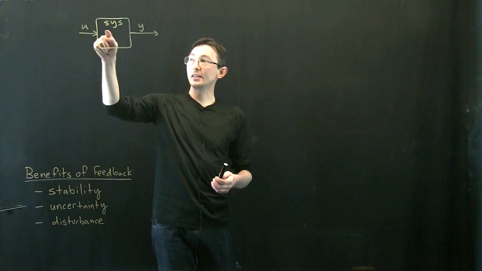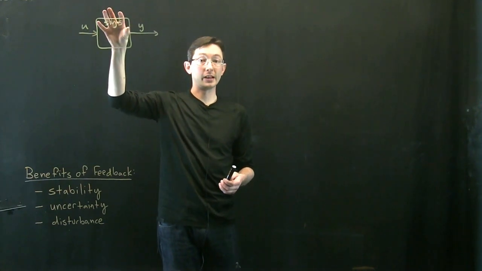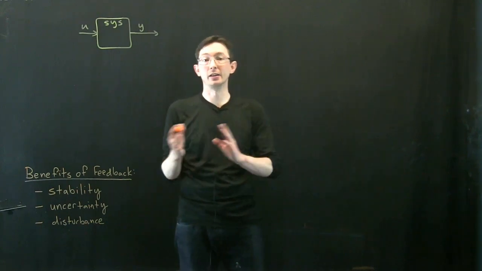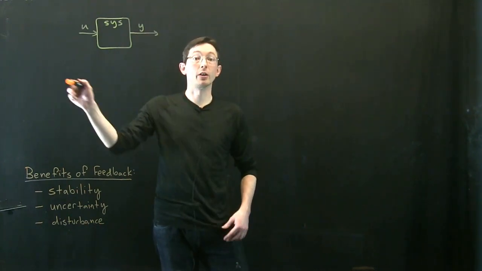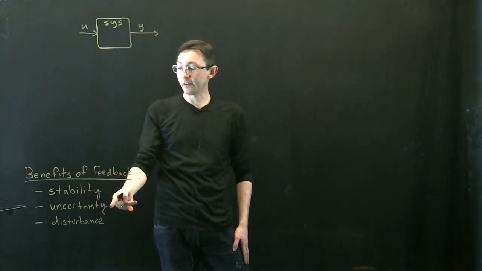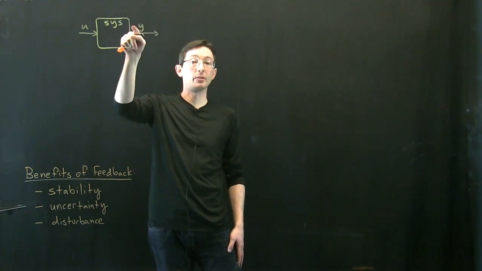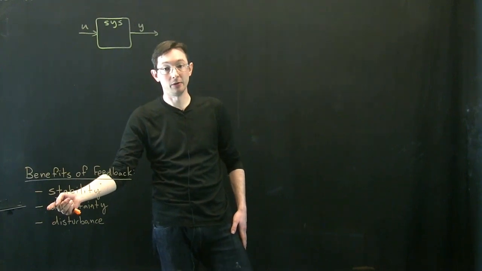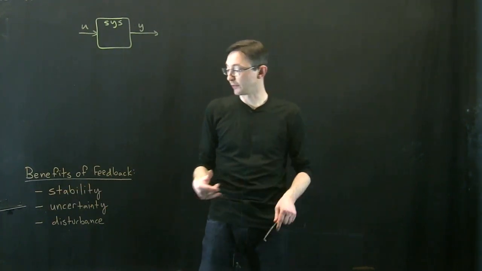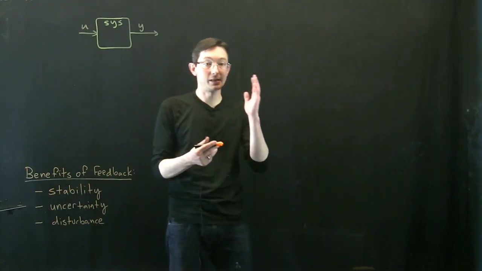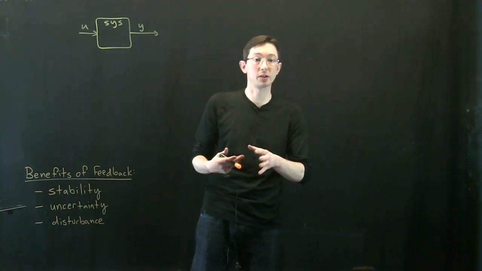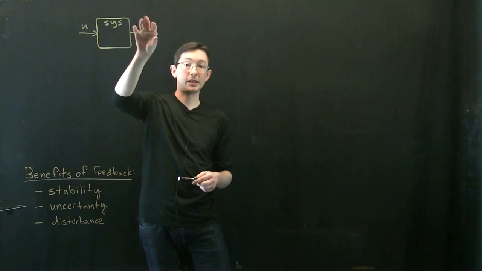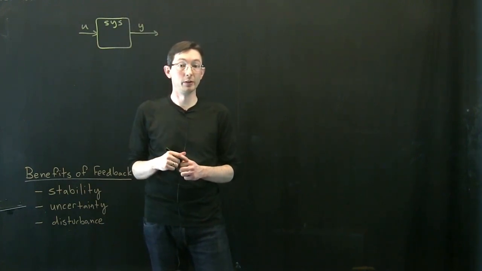But we also said that one of the benefits of feedback is uncertainty in the plant. If I have some uncertainty in my model for my system, open loop is going to be pretty bad, and it's not going to take into account any measurements to correct that uncertainty. Whereas feedback will use measurements of the output of the system to correct if I have an uncertain model. And it's also useful if there are disturbances. If my system's actively being kicked or pushed in a way that's hard to predict, then closed loop measurement-based feedback control is going to be better than open loop.